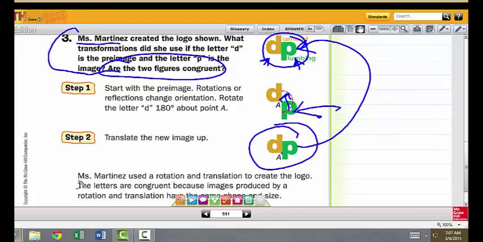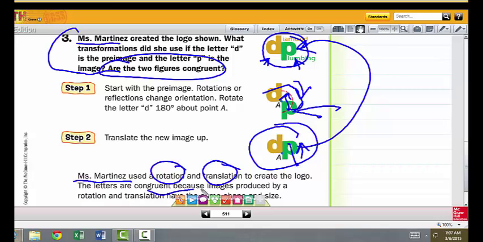But now we have to ask ourselves, is it congruent? The first thing we would say in our answer is Ms. Martinez used a rotation and a translation. Those were the two things we did. Here we rotated, here we did a translation. Here we did a spin, and here we did a slide.